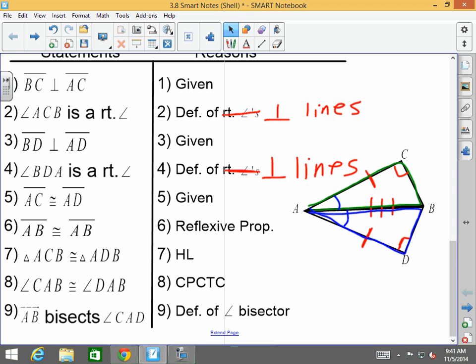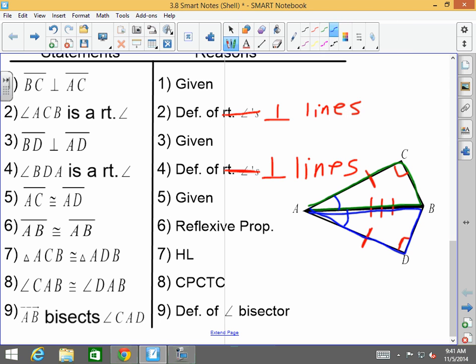Yeah, no, I was talking about part 8. Yeah, number 8. Prove that there were two. Yes, I proved there were two congruent angles because of CPCTC. Yes, absolutely. Corresponding parts of congruent triangles are congruent. What's your question? And then I proved that AB bisects CAD because of definition of angle bisector.